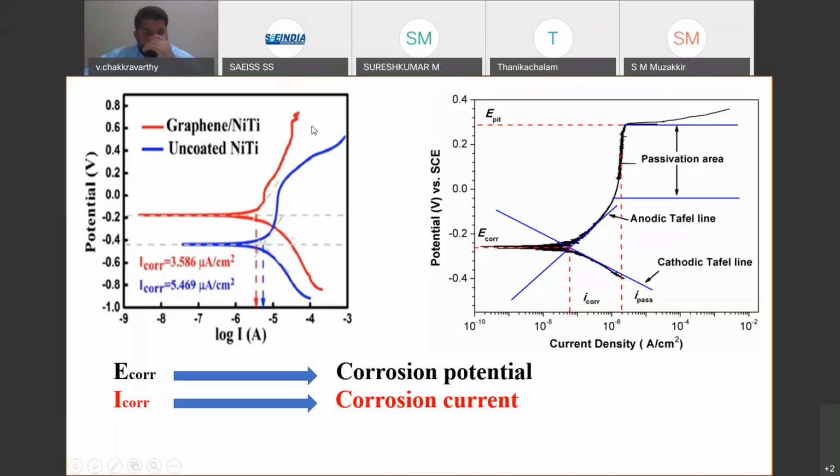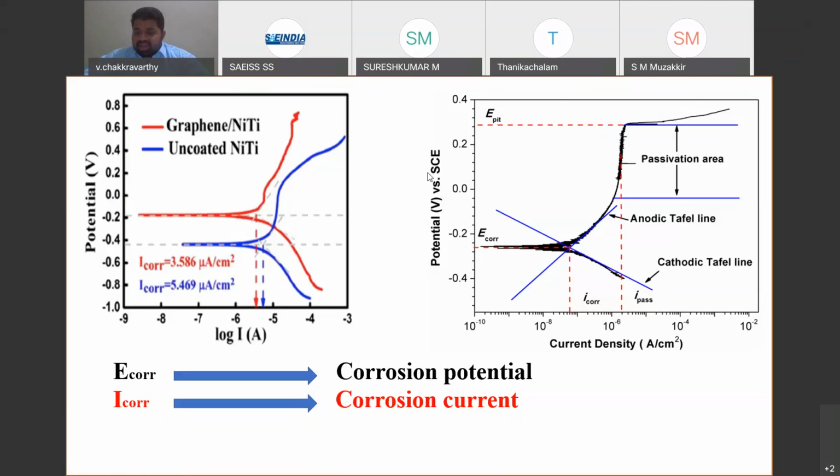The corrosion graph started declining. It means that the maximum potential has been reached, and there are no more free electrons left to get corroded, so automatically the corrosion potential started decreasing. So obviously this uncoated nickel titanium is less corrosion resistant as compared to the graphene nickel titanium, which is more corrosion resistant. We could observe this on seeing those graphs itself.